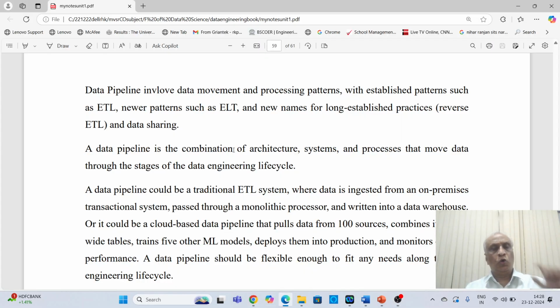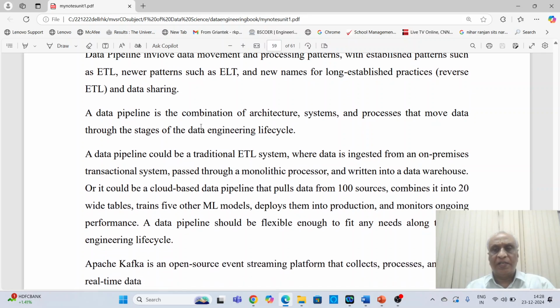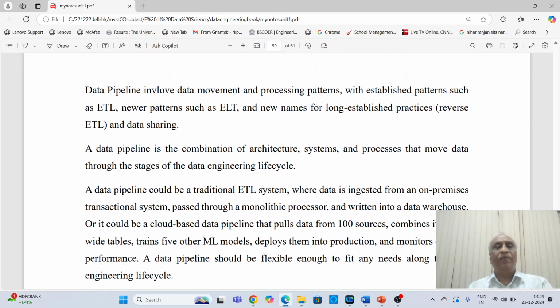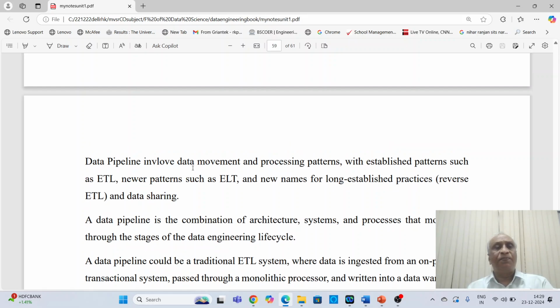Hello all. So today's target is data pipelines. We'll start by discussing data pipelines, because many times we confuse data pipelines with ingestion of data, where we know that ingestion is one of the steps of a data pipeline.